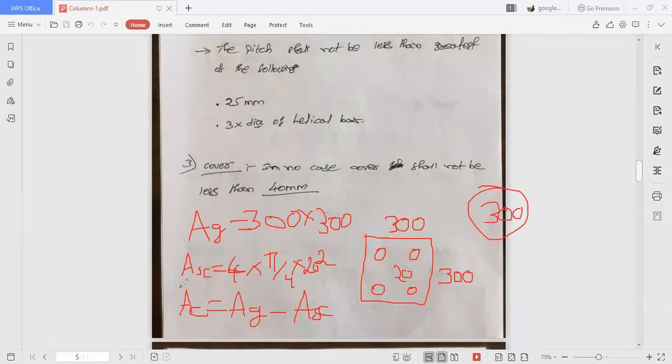ASC stands for area of steel in compression. Based on the number of bars and bar diameter, you can easily determine it. And finally, this is very important: how to find the concrete area, only concrete, by removing steel. Out of gross area, subtract area of steel, so that you can easily find the area of concrete.